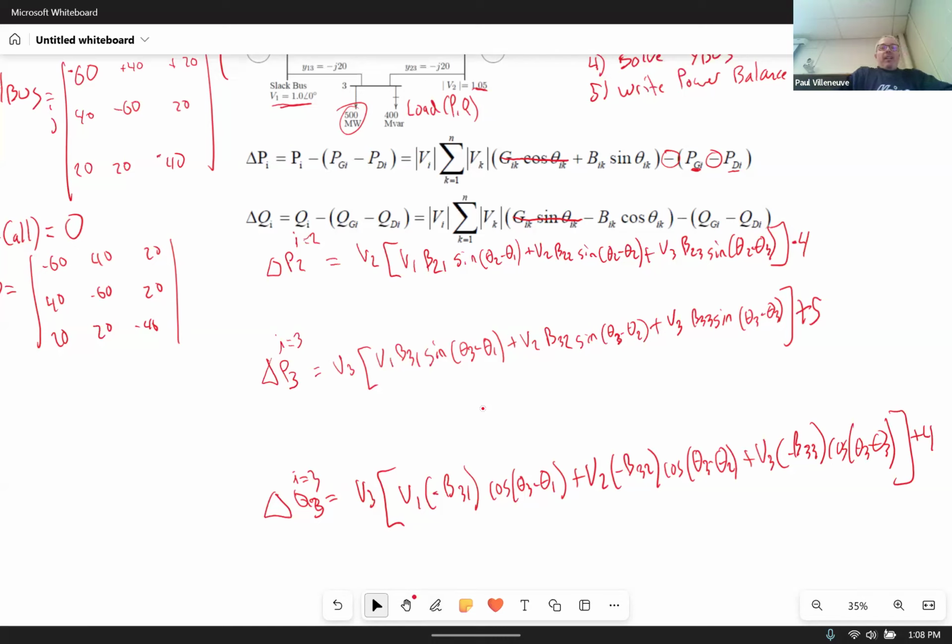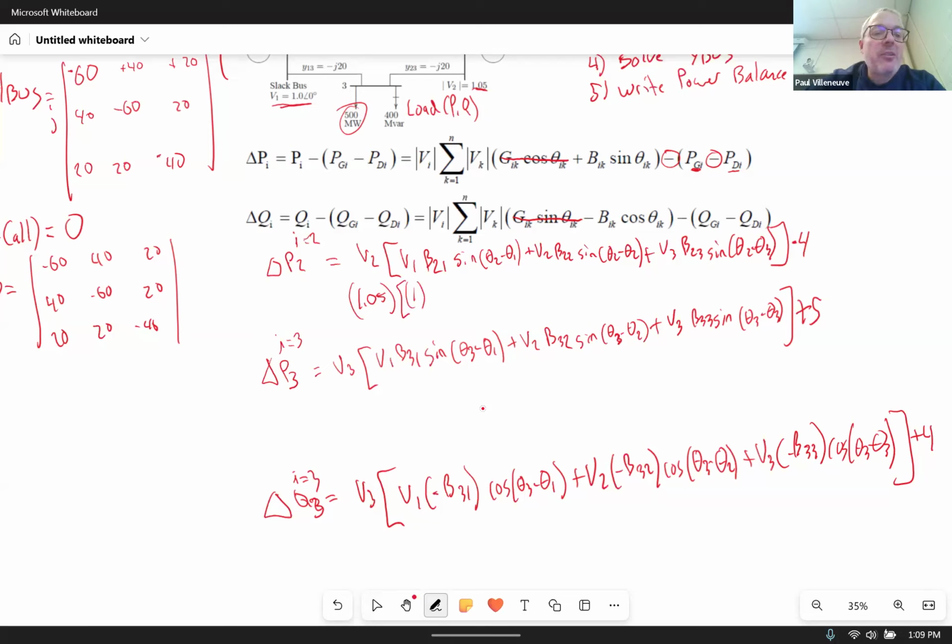I've written my 3 power balance equations, but it greatly benefits me if I can substitute some numbers out of here. So I'm going to do that. Let's see, I've got V2, 1.05 times V1, which is just equal to 1, right? Times B2, well, actually, do I want to do it that way? I'll write it this way.